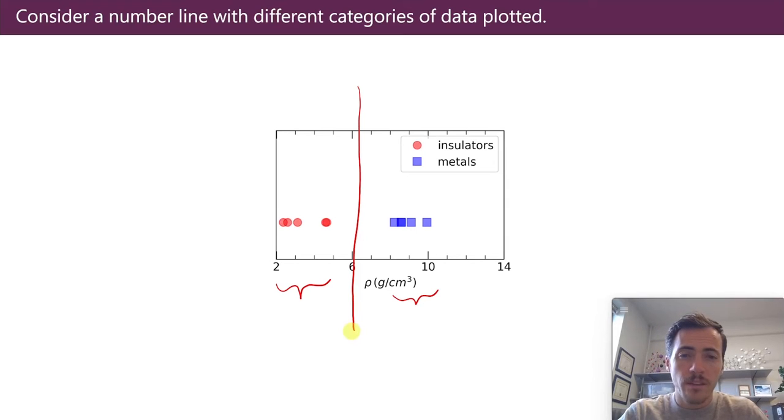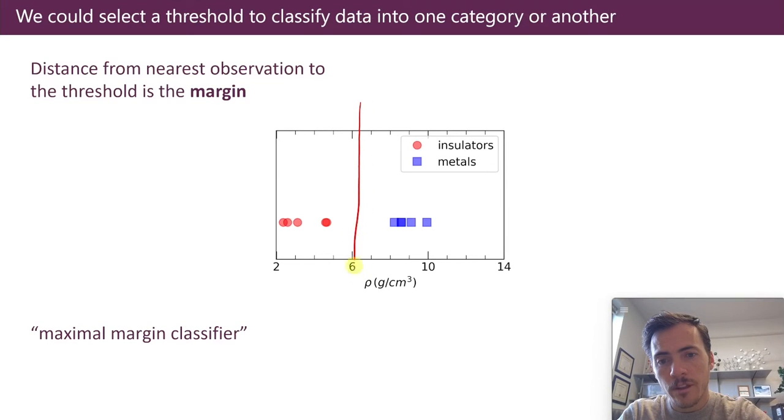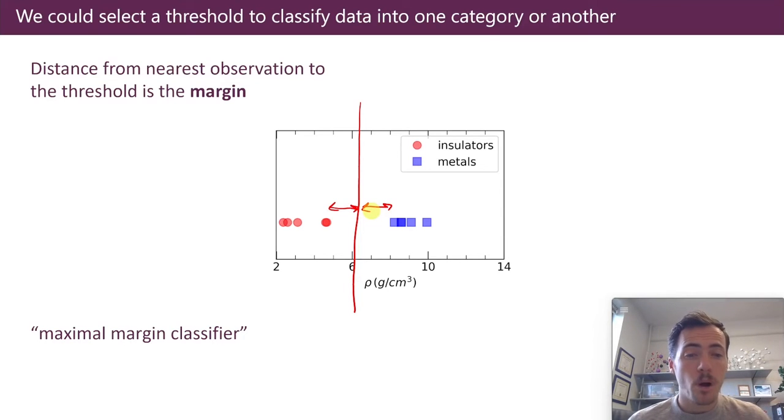Do you draw it right smack dab in the middle, or do you draw it somewhere else, right? If you draw it right in the middle, like this, then what you're doing is you're maximizing the distance between that threshold and these observations. So this is called a maximal margin classifier because you're trying to maximize this margin between your threshold and your observations. Okay, and this could be used, right? You could say from here on out, every time that you measure the density of something, if it's greater than about 6 or so, you're going to assume it's a metal. If it's less, then you're going to assume it's an insulator.